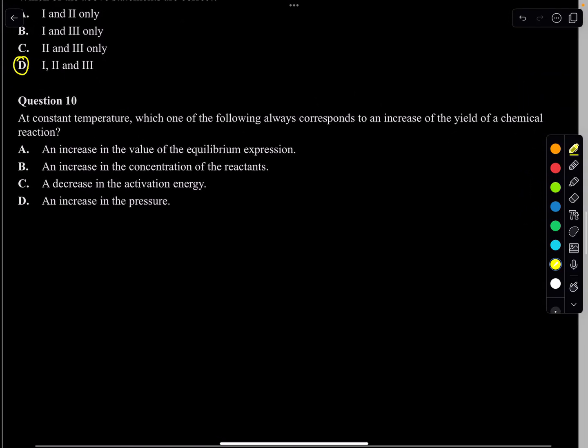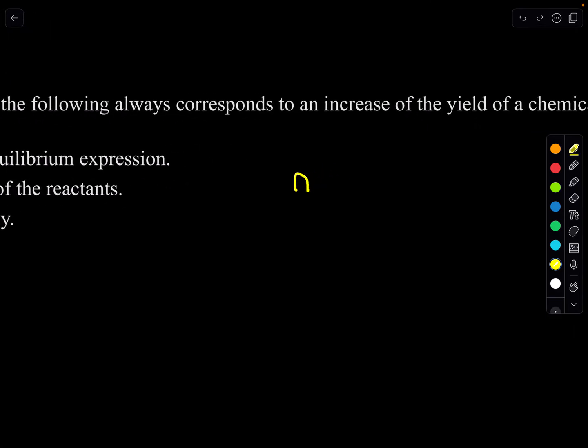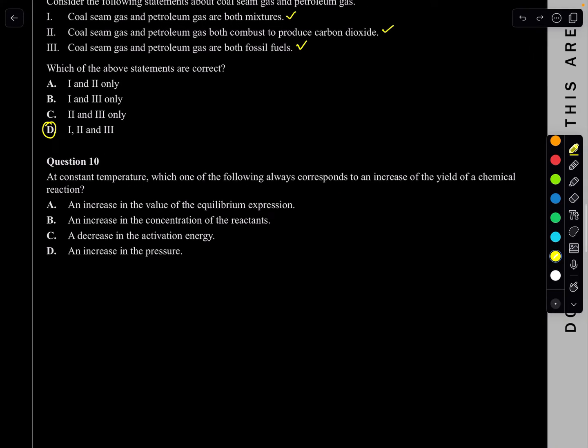Question 10. At constant temperature, which of the following always corresponds to the increased yield of a chemical reaction? Let's check. An increase in the value of the equilibrium expression. Okay, so let's say we make a fake reaction. Let's have a look at this. Let's make a fake reaction and test which one will actually create us.